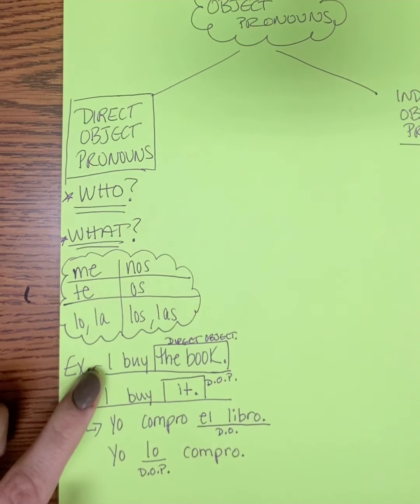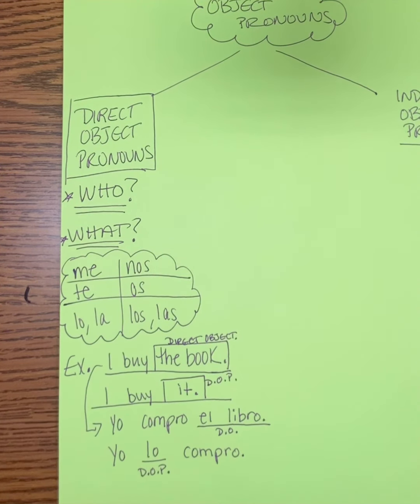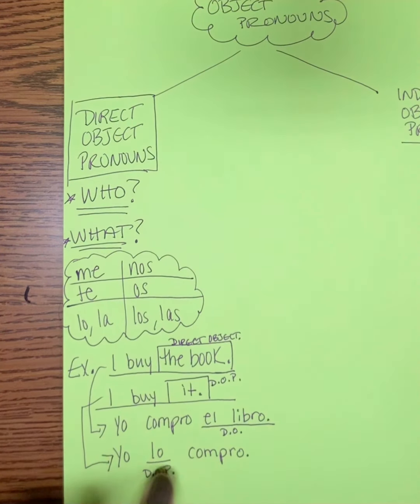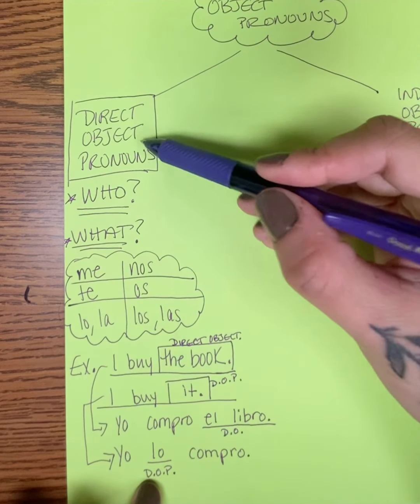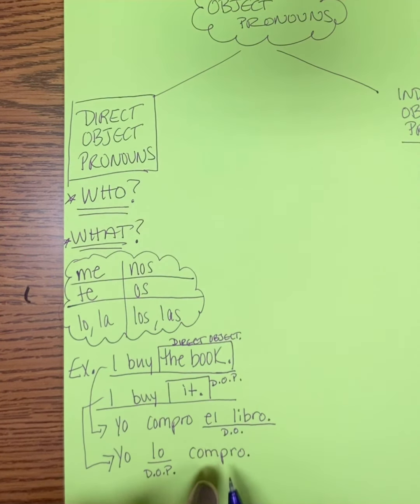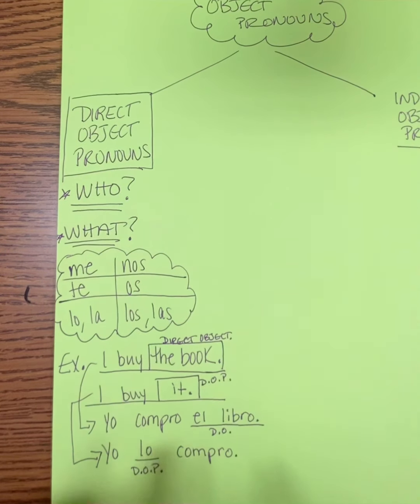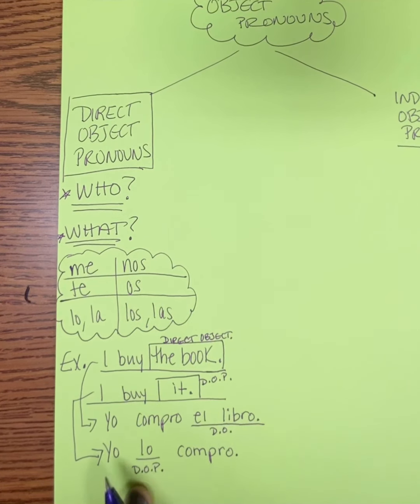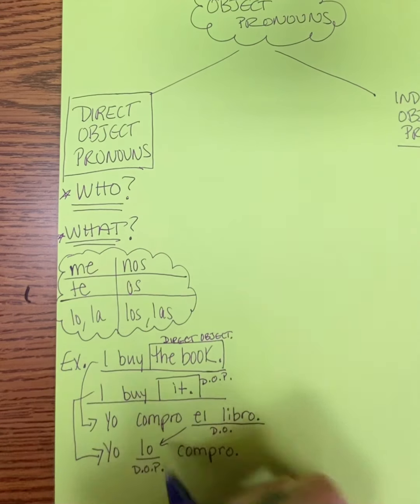Okay? I buy the book. I buy it. I buy the book. I buy it. So we have to be cautious. Our direct object pronoun must come before the conjugated verb. Look, take this out. I buy. Okay, so we want to make sure that we keep this verb conjugated to the person who's doing the action, our subject. This is our object. What do I buy? I buy it. It is the book. Okay?